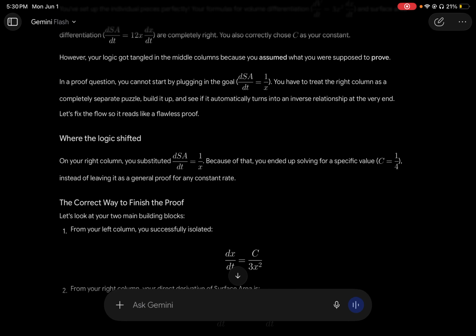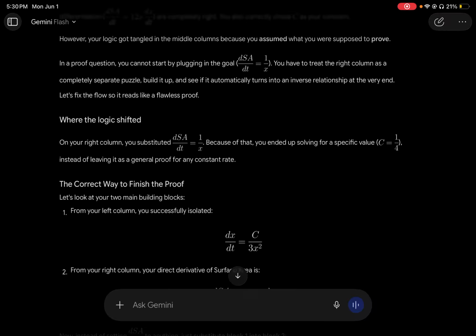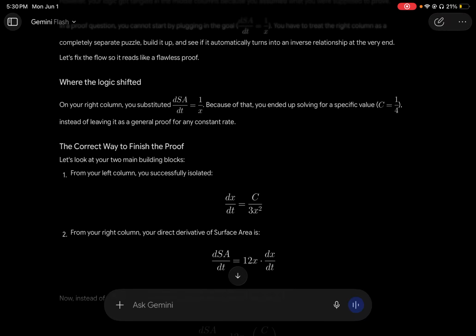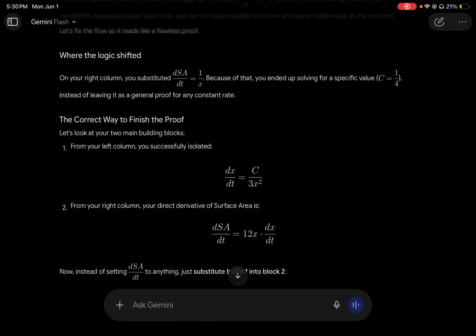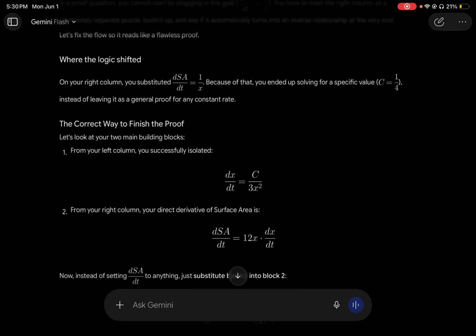Where your logic shifted. On your right column, you substituted dsa by dt row upon x. Because of that, you ended up solving for a specific value, c is equal to 1 upon 4, instead of leaving it as a general proof or any constant way. The correct way: from your left column, you have successfully isolated dx by dt is equal to c by 3x squared.